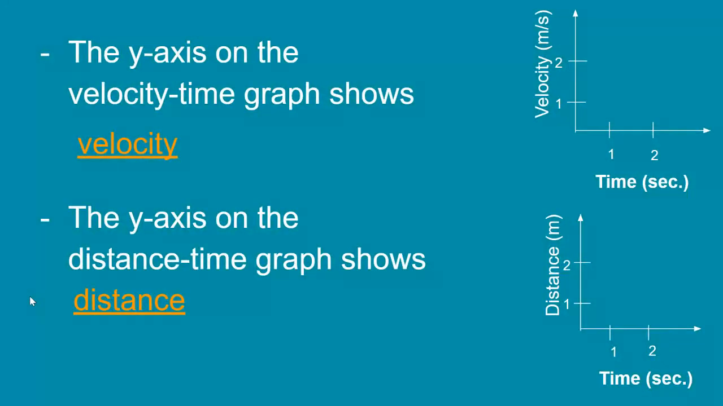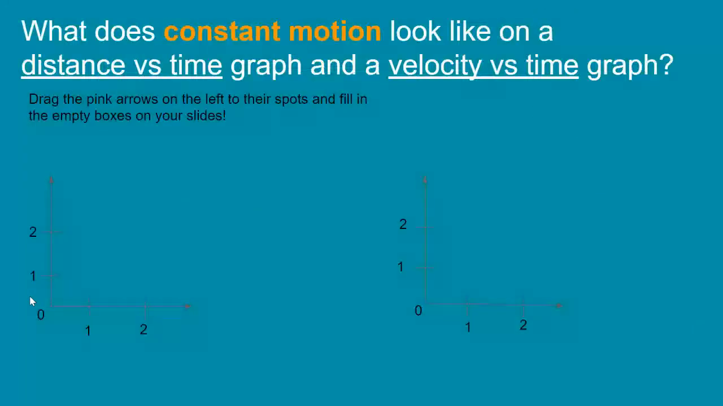we talked about before. So what does constant motion look like on a distance versus time graph and a velocity versus time graph? You are going to drag and drop some stuff onto your slides to put the things that we talk about here in the right spots. But if we think about these two graphs here, first of all, we have two graphs, but we don't have any axes. So let's get some of that stuff put on here. On the left, let's have our distance versus time graph. We'll have distance on the y-axis and time on the x-axis.